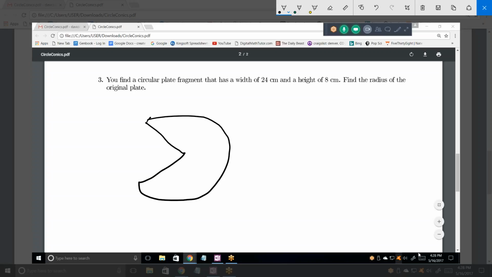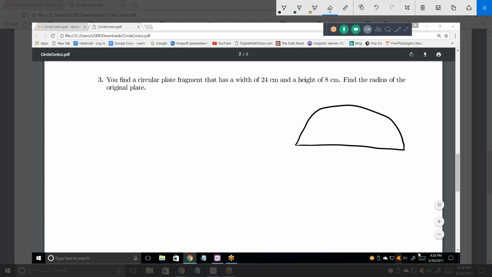Except none of this makes sense. Where is the width measured and where is the height measured? I don't know. A circular plate fragment doesn't say semicircular. I still wouldn't know what the height and the width are unless they're talking about something that looks like this. Let's assume they mean this, because I don't know what else to do. It has a width of 24 centimeters and a height of 8.